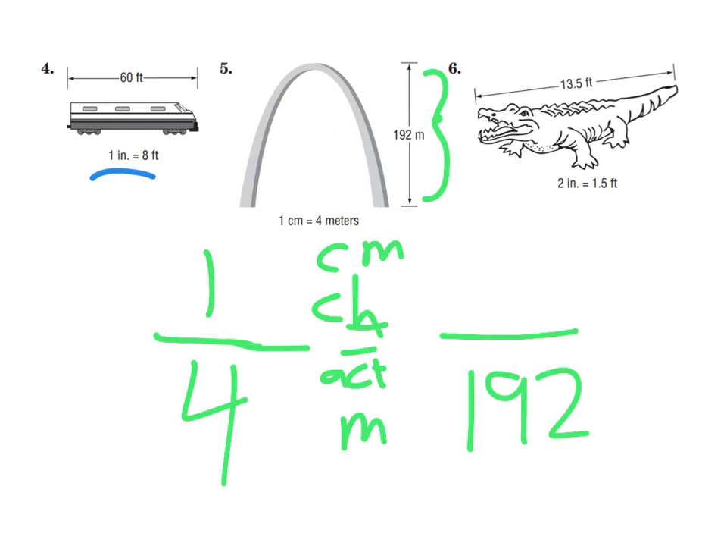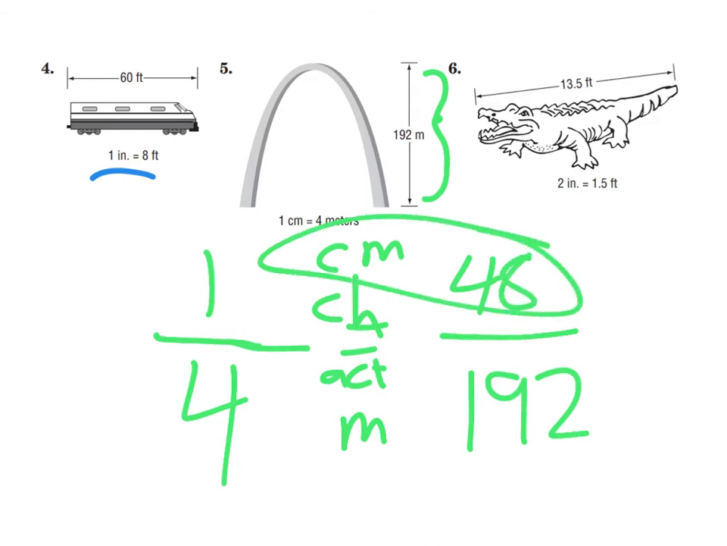So I'm ready to multiply and divide, and you're going to get 48. 48 what? Well, the label's already there for us, 48 centimeters. So the actual St. Louis Arch is 192 meters tall. The drawing that we have of it is going to be 48 centimeters tall.